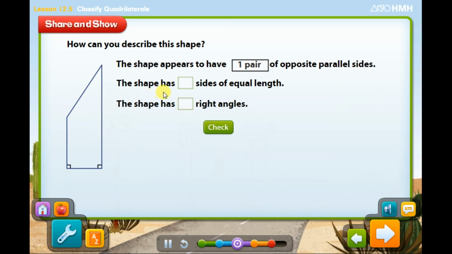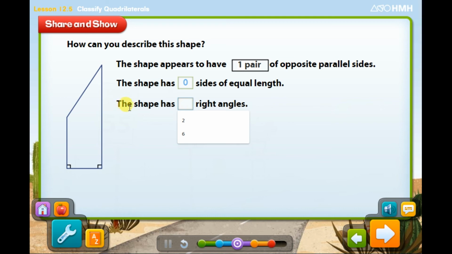Okay, the shape has how many sides of equal length? If this side and this side are equal? No. This side and this side are equal? No. This side and this side are equal? No. None of all these sides are equal. So it has 0 sides equal.